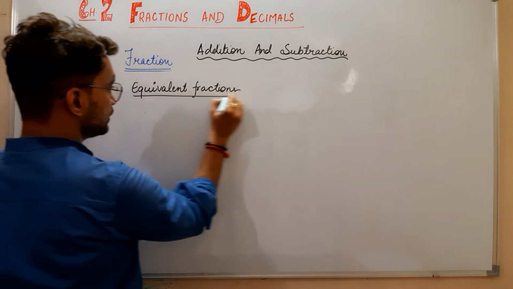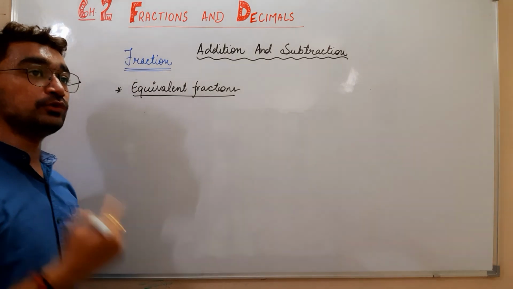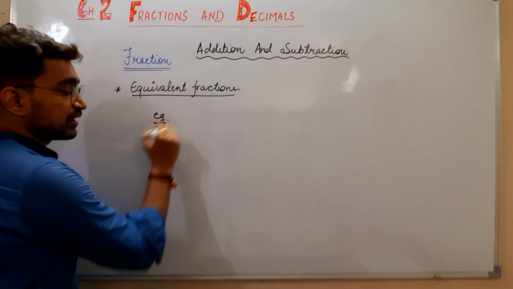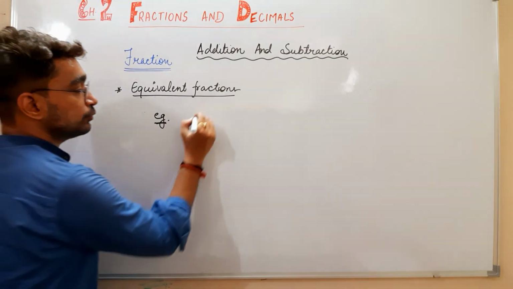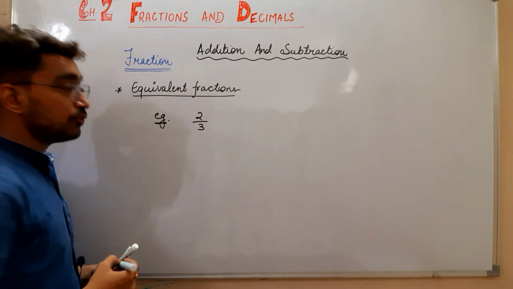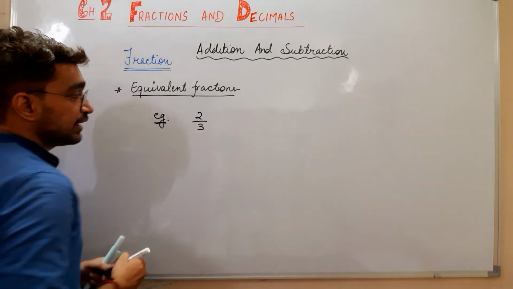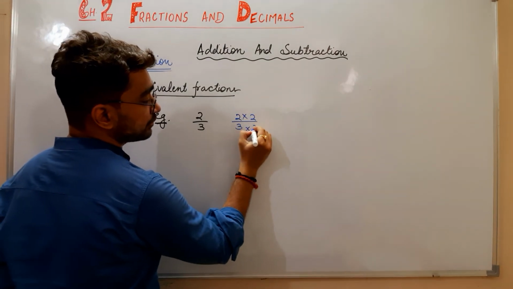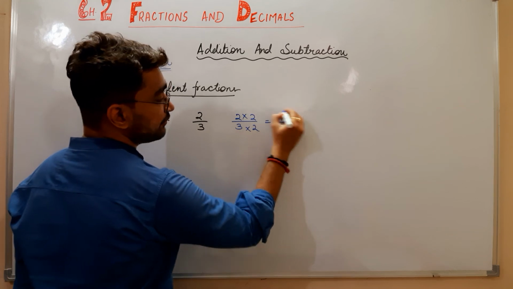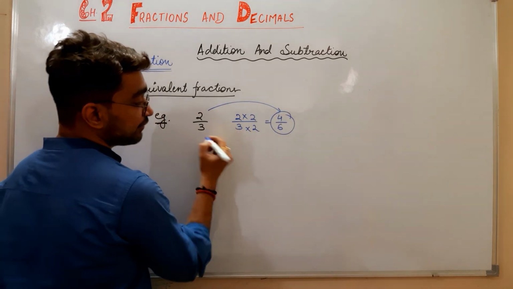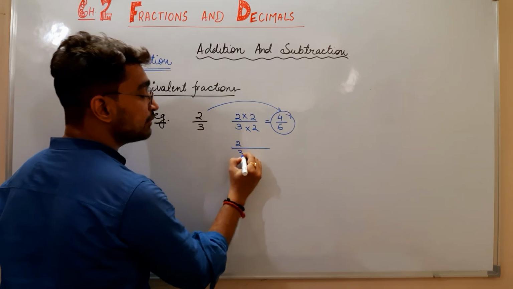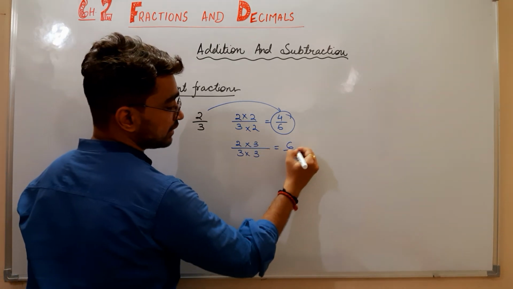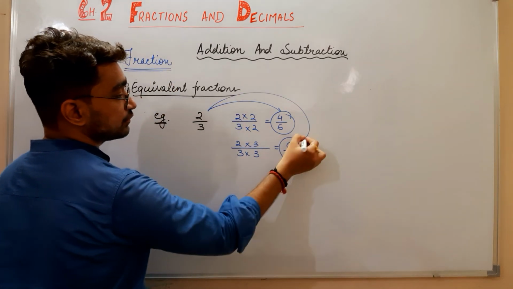Equivalent fractions means same fractions. Either we get two same fractions by multiplying or by dividing. Example, I am saying find out two equivalent fractions of 2 by 3. Equivalent fractions means I can multiply it by any number, both sides. This is my first equivalent fraction. If I want to find out the second equivalent fraction, I can multiply it by any number on both sides, the same number on both sides. 6 by 9. This is also the second equivalent fraction of this one.